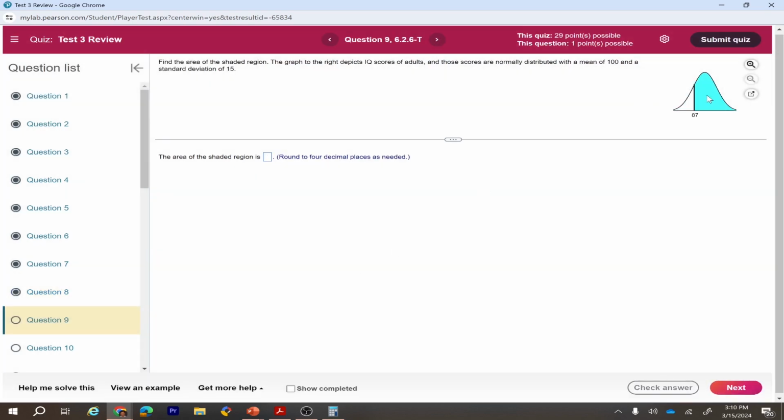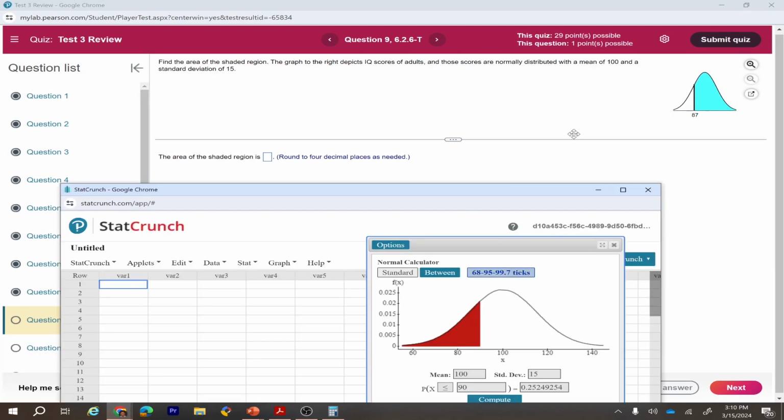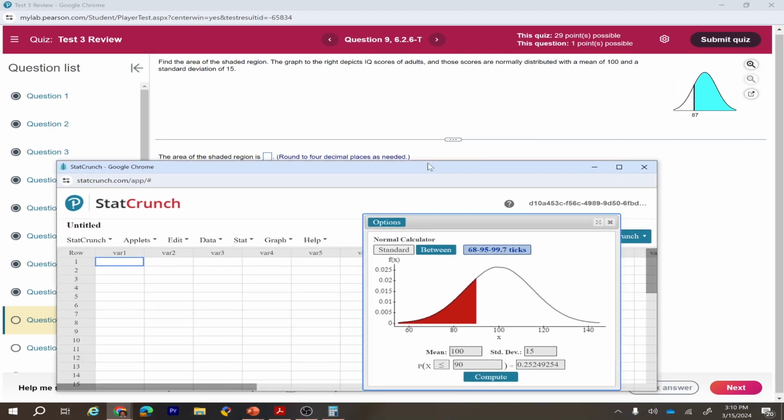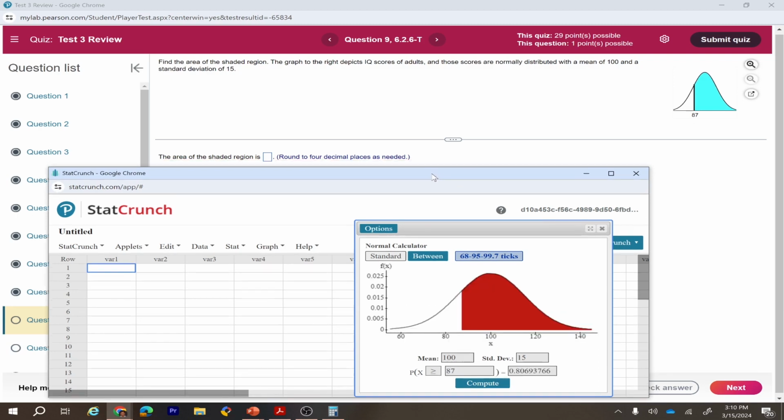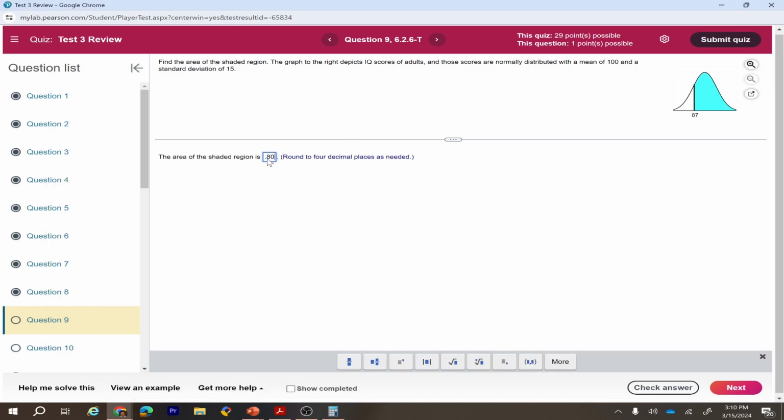This time again we need to find the area under the curve, but to the right side instead of the left side. You can use the same calculator, but instead of left side you just change it to greater than, and instead of 90 this time you are given 87. The calculator is the same, the mean and the standard deviation are the same. So the answer is 0.8069, to 4 decimal places.